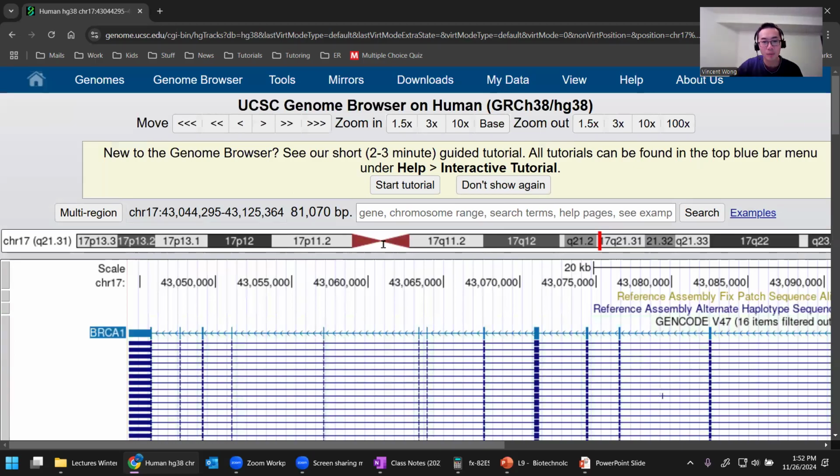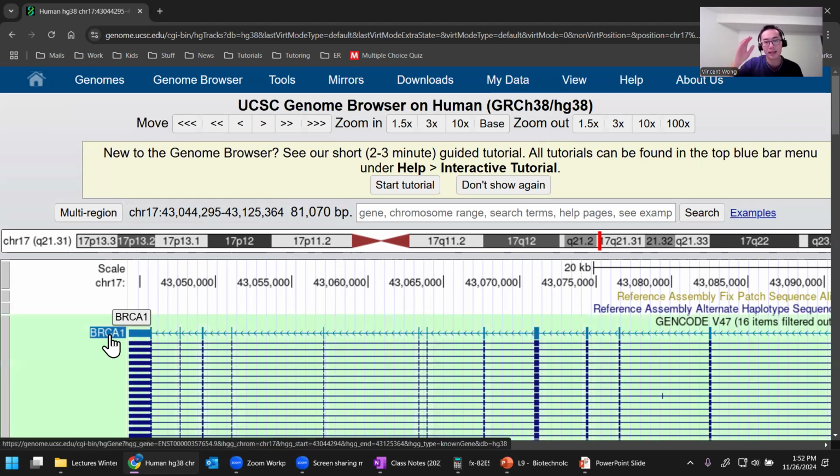This is the centromere, and the shorter part before the centromere is called the P arm, and the longer one is called the Q arm. And right here, that's where you will find the BRCA1 gene. It's the same location in you as it is in me. Males also have the BRCA1 gene, because again, it's responsible for DNA repair, right?